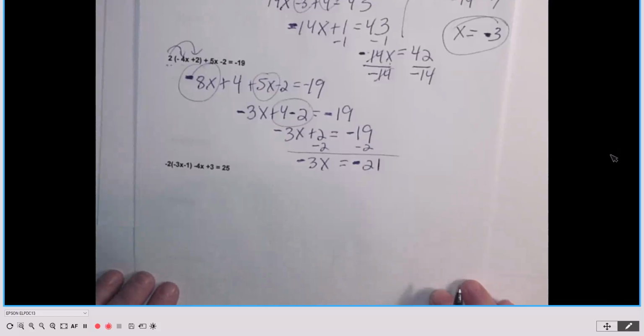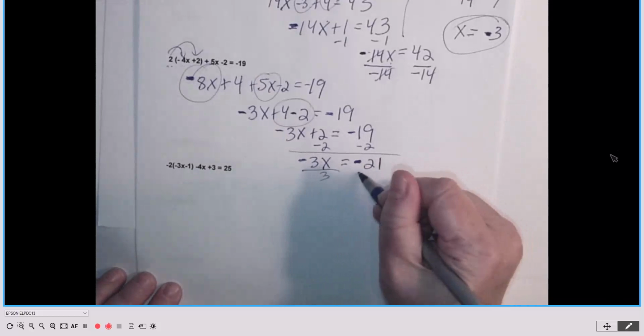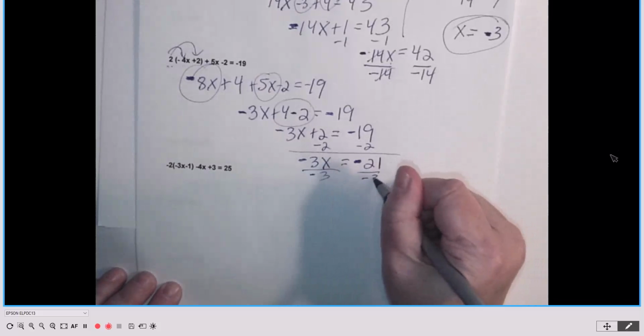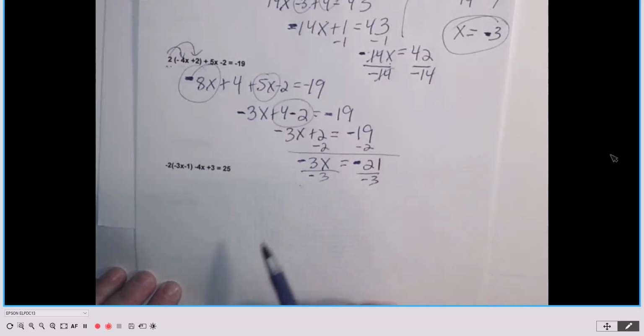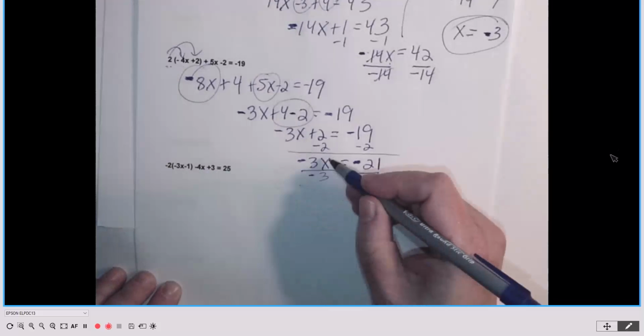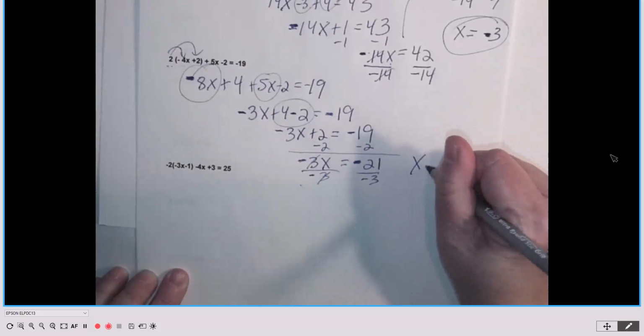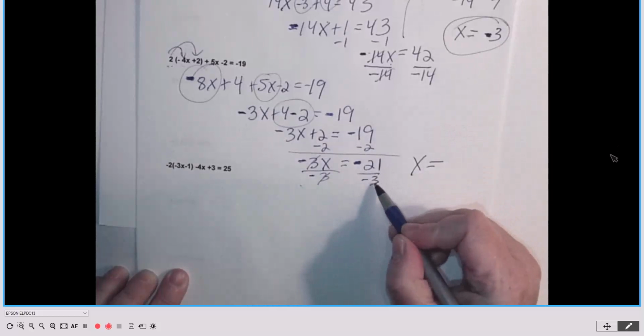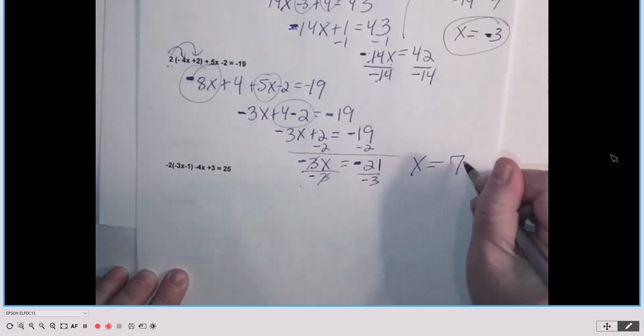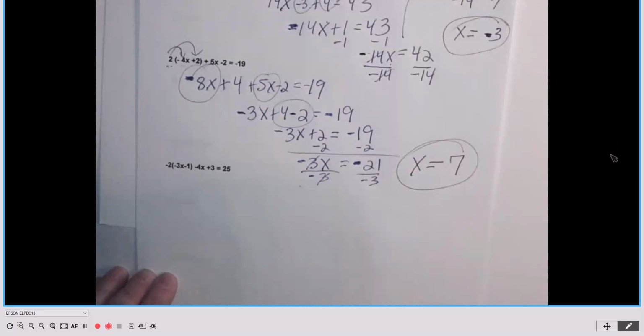All right, so now I'm going to divide each side by negative 3 because I need to get that as a positive variable. And a negative 3 divided by negative 3 will be a positive x. A negative 21 divided by a negative 3 is going to be a positive 7. And that's the answer for that one.